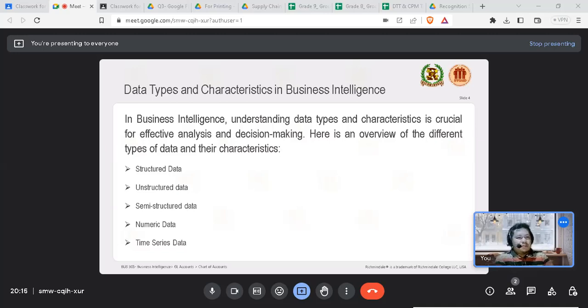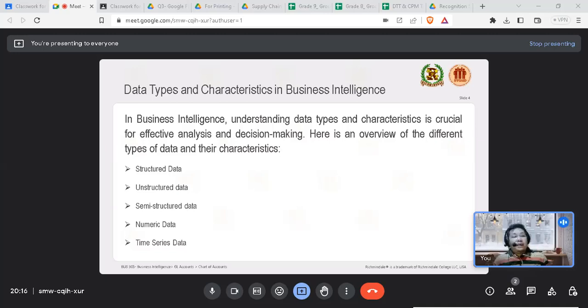Next is geospatial data, or what we call GPS data. GPS data, for example satellite imagery or even location-based information, contains unstructured elements that require specialized tools and techniques to extract meaningful insights.